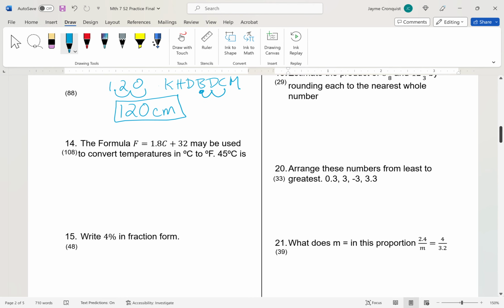Alright, so remember, this is what they give us, but we use 9/5 because that's more accurate. So 9/5, this is not more accurate, but anyway, it's easier to do in our heads. So we take 45, we divide it by 5, we multiply that by 9, and then we add 32. So that's 113 degrees Fahrenheit.